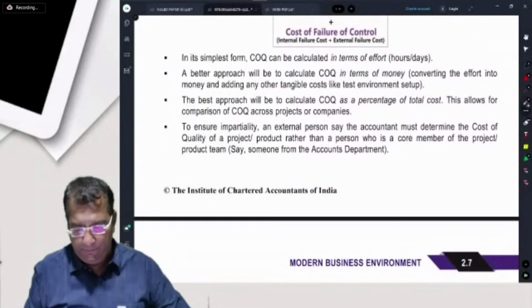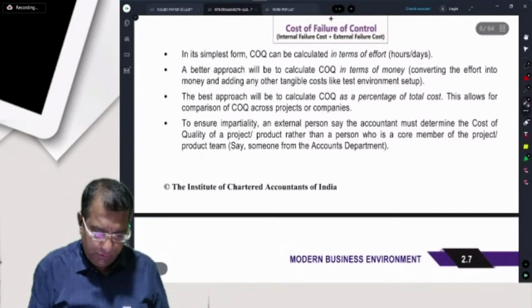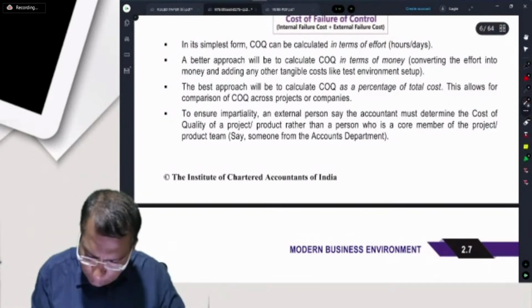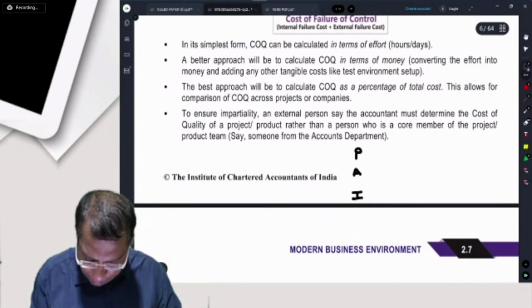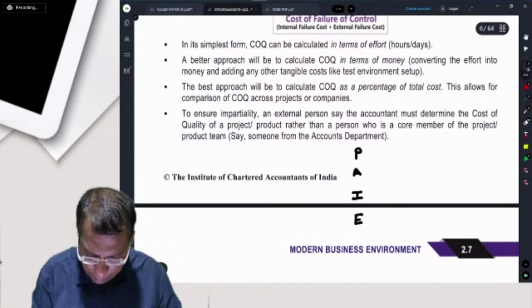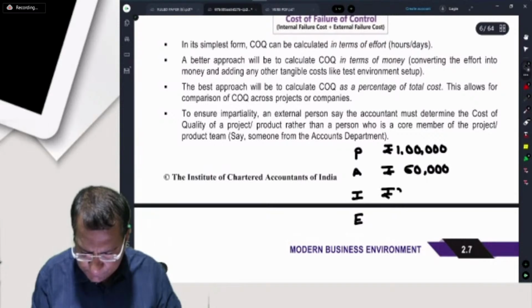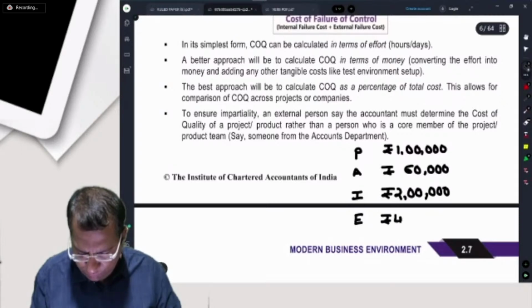Now it's very important. The best way to express this: this is prevention cost, this is appraisal cost, this is internal failure, this is external failure. Suppose it's rupees 1 lakh, it's rupees 60,000, it's 2 lakh rupees, and it's 4 lakh 40,000.